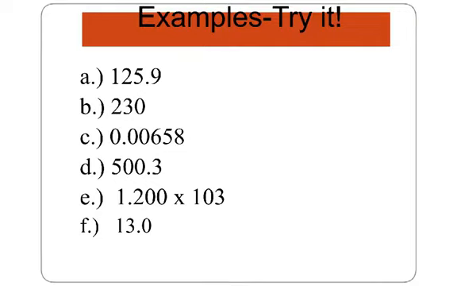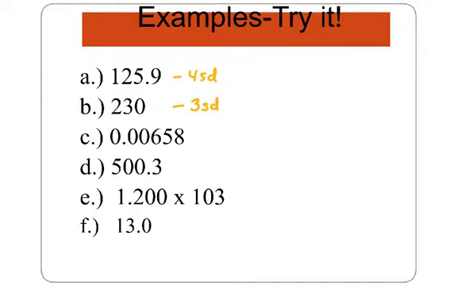So our first one is 125.9. No zeros, all the digits count. We have 4 significant digits. The next example is a tricky one. We do have a 0. We have the number 230. Because this number was given to me, this is one of those tricky zeros, but given means I count the 0. We have 3 significant digits.